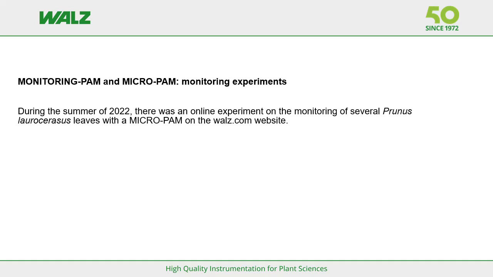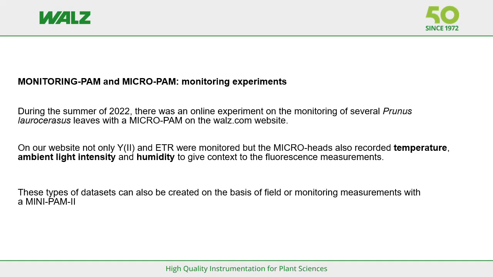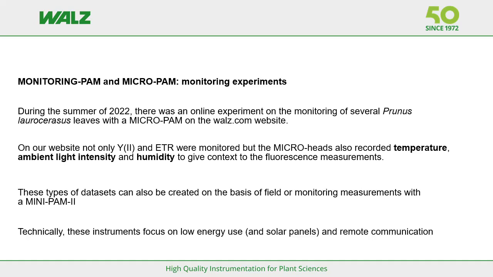In our garden, we have a set of MICRO-PAM heads. They measure Laurus nobilis leaves, and you can see these data on our website. This instrument measures temperature, ambient light intensity and humidity, in addition to fluorescence. It is possible to use a MINI-PAM-II with a 60-degree leaf clip as well for monitoring. However, there are a few differences. Low energy use is always important, but for our monitoring instruments, low energy use and remote communication are the top priorities.